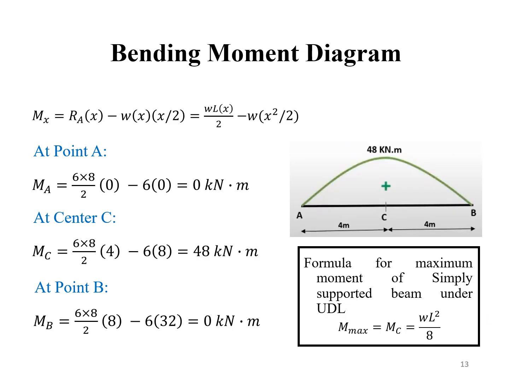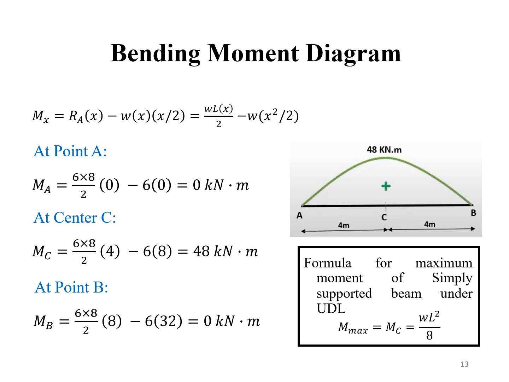Let's draw the bending moment diagram. The bending moment equation is simple to learn. You just have to multiply the shear force equation with the moment arm. So RA is the reaction acting at X. X will be the moment arm, and the minus sign shows that it's in the anti-clockwise direction.